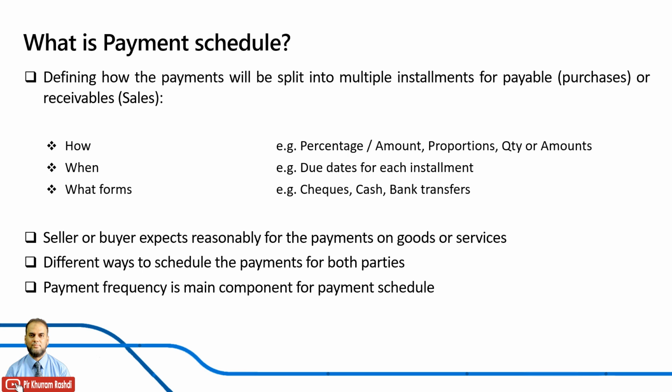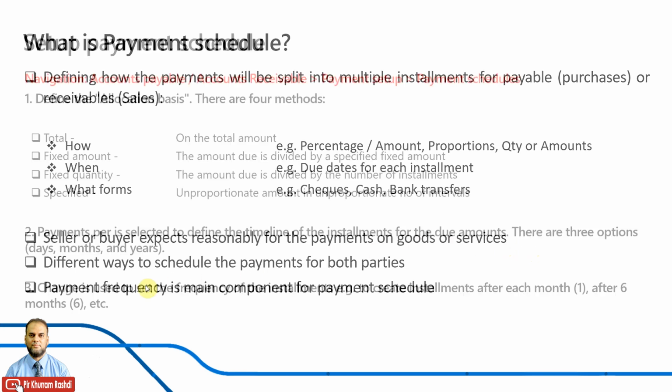This is also a very typical business practice in your industry, when you agree on both sides, payable or receivable, to split the payments. So there are different ways to schedule the payments for both parties. It can be equal, it can be unequal, specified amounts, percentage amounts, as I mentioned. Payment frequency is a main component of payment schedule, like how it will be paid. It can be monthly, yearly, quarterly, or on a day basis. This is also a main component of payment schedule.